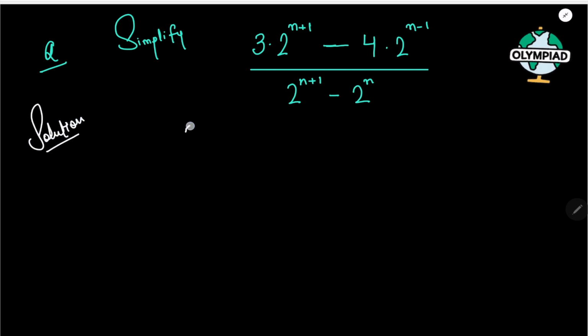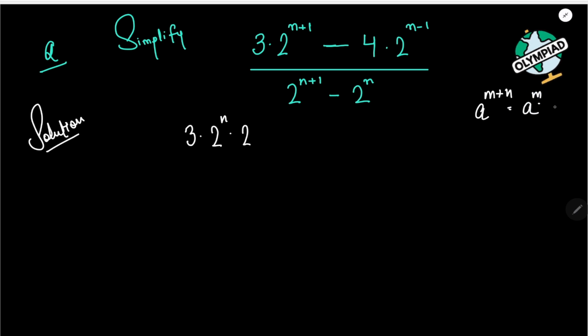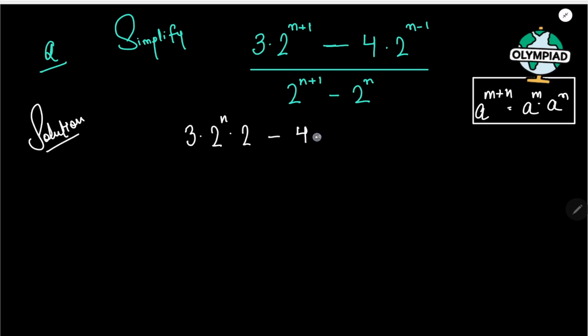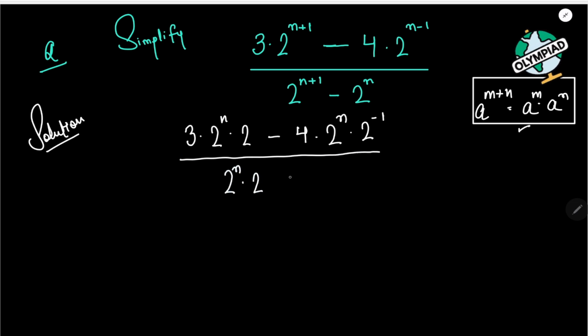Here we have 3 times 2 raised to power n plus 1, which can be written as 2 raised to power n times 2, because a raised to power m plus n can be written as a raised to power m times a raised to power n, which is one exponent's rule, right? Minus 4 times 2 raised to power n times 2 raised to power minus 1. Here as well we applied this rule only, divided by 2 raised to power n times 2 minus 2 raised to power n, right?